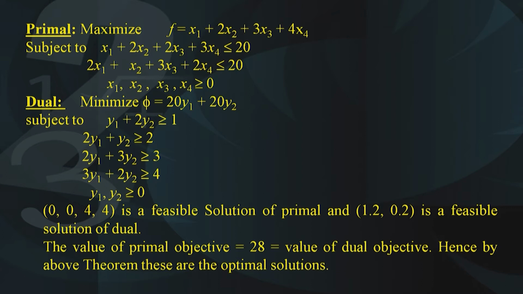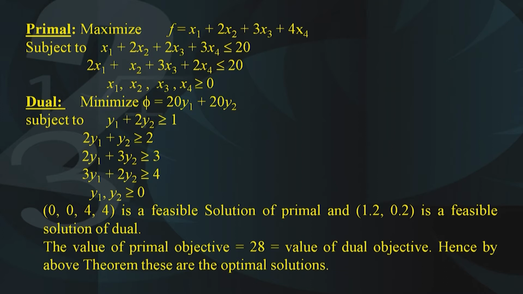On the other hand, the dual of this primal can be written as minimization of phi is equal to 20 y1 plus 20 y2, and this is subject to the following four constraints: y1 plus twice y2 greater than or equal to 1, twice y1 plus y2 greater than or equal to 2, twice y1 plus 3 y2 greater than or equal to 3, 3 y1 plus 2 y2 greater than or equal to 4, and y1 and y2 are greater than or equal to 0.